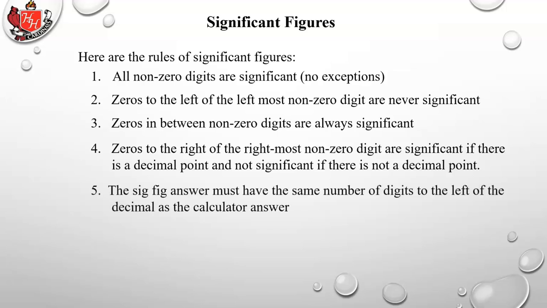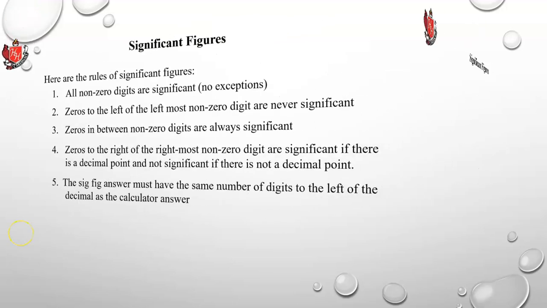And finally, this last rule is the trickiest one. The significant figure answer must have the same number of digits to the left of the decimal as the calculator answer. So let's just jump into some examples.